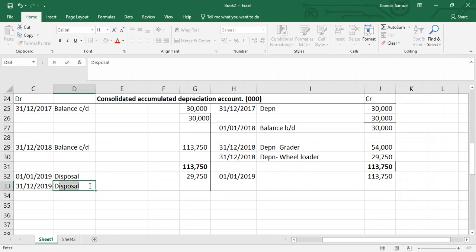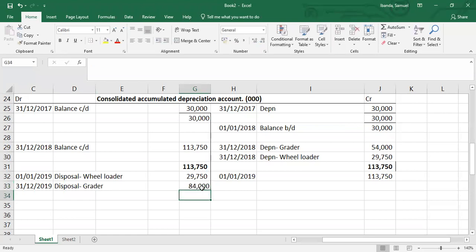for my disposal, I can just call this, this was a wheel loader. And then this is a grader. So for this one, I'm writing off the total, which is 84,000. So we have 84,000.